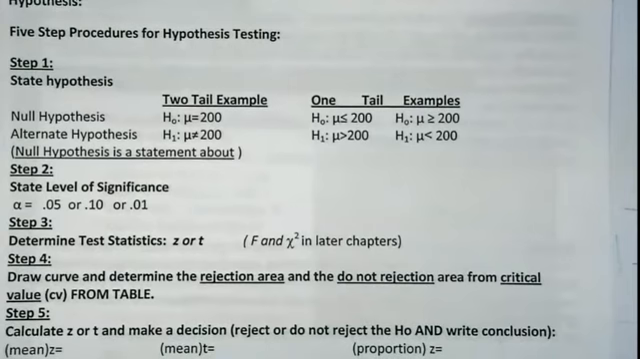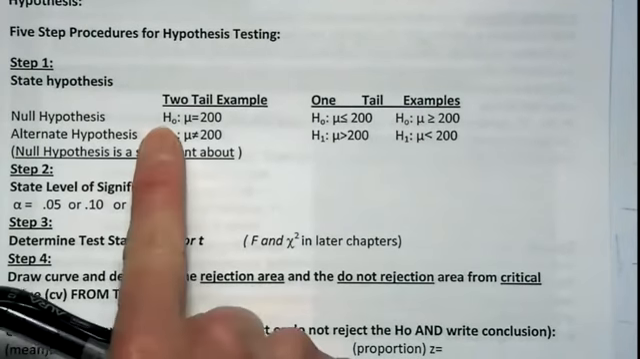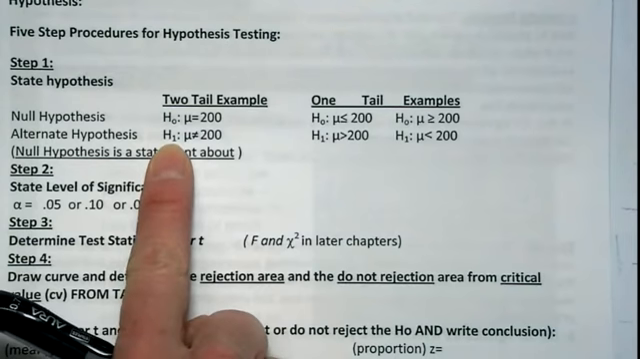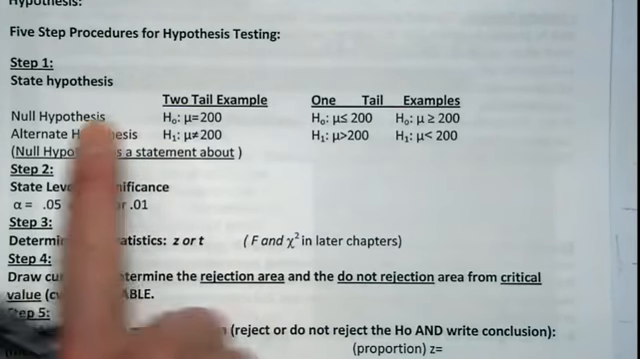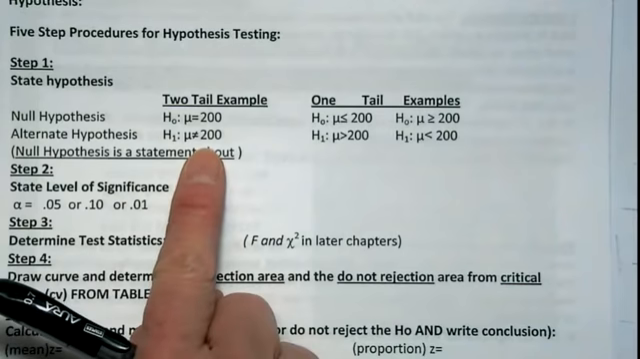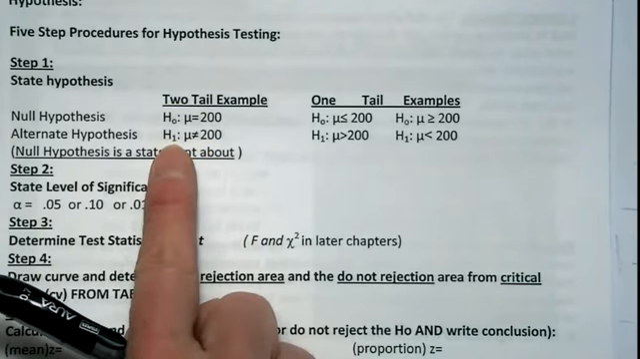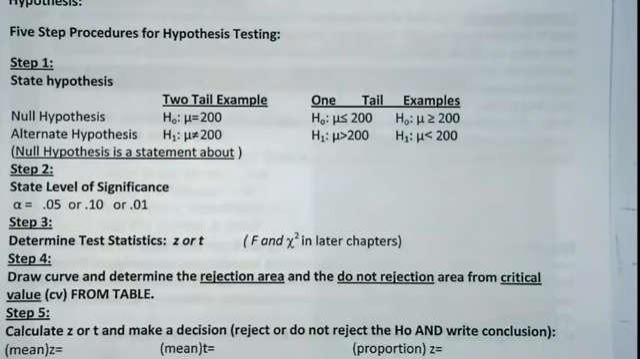Our first step is to write the null and alternate. Null is H sub 0, alternate is H sub 1. In order to write the null and alternate hypothesis, you have to look for keywords in the question. And we're going to go through a question and I'm going to point out keywords.